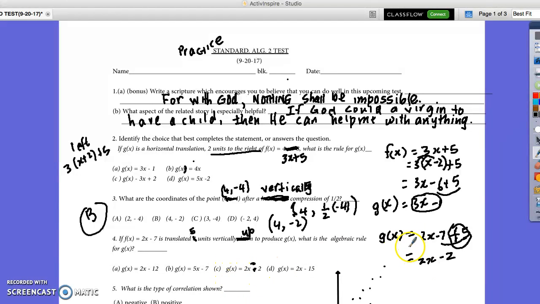If we were going down vertically, that would be what? 2x minus 7 minus 5. Okay, so going down vertically would be -7 minus 5, and that would be this option right here.